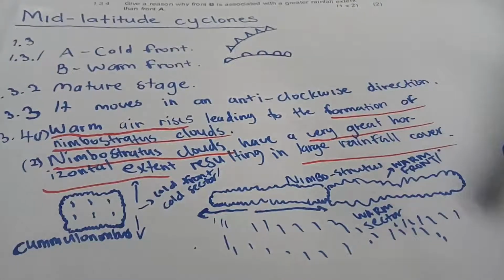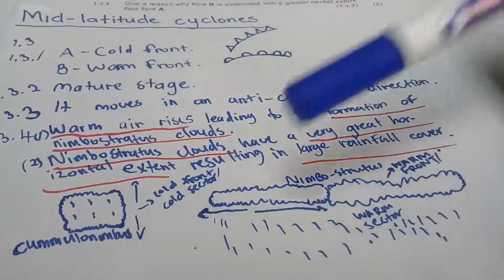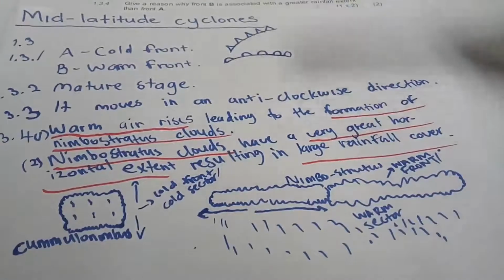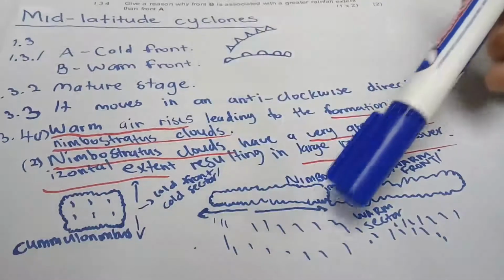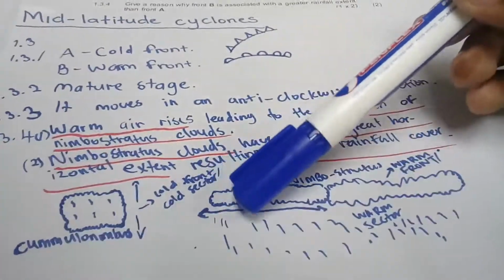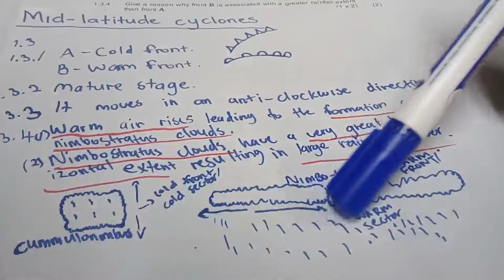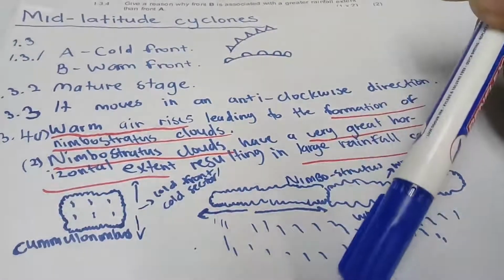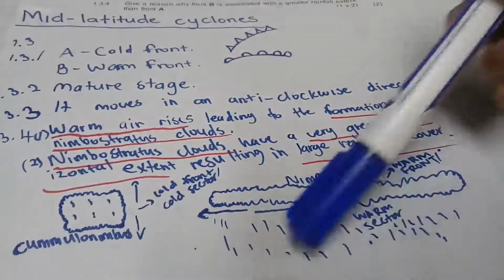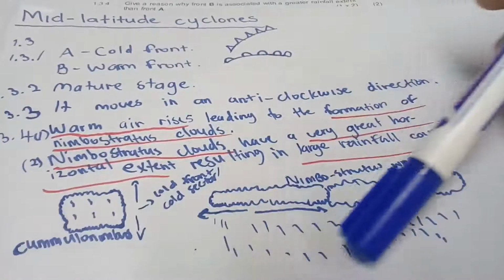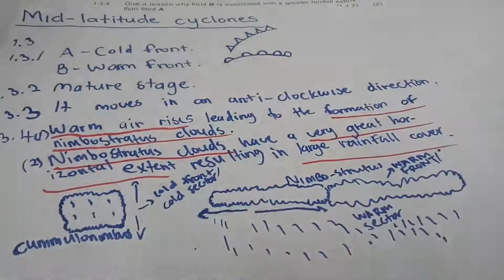But this one, the reason why, even the question says, give a reason why front B is associated with a greater rainfall extent. That's why: because the nimbostratus clouds have a great horizontal extent. You can see in terms of horizontal size, it's very long, and therefore it's going to cause a large rainfall cover on the surface.